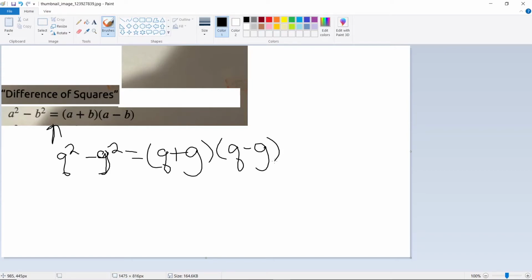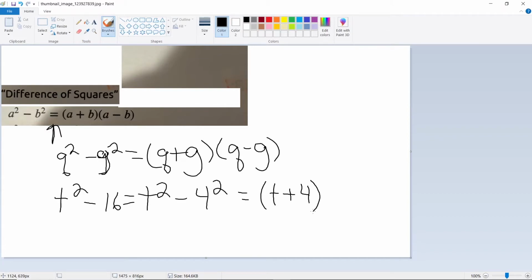Usually it's one variable and a number. What if we had T squared minus 16? You can rewrite that as T squared minus 4 squared because 16 is a perfect square. And then according to this pattern, that equals T plus 4 times T minus 4. Difference of two squares.